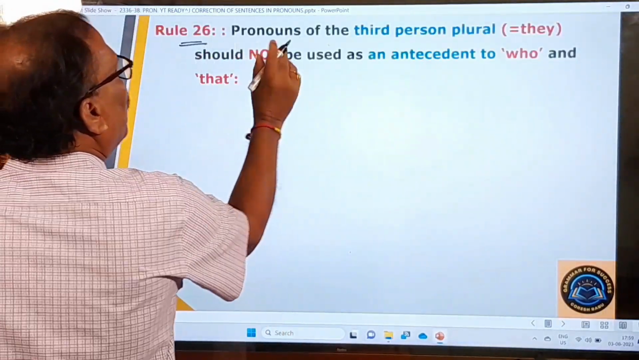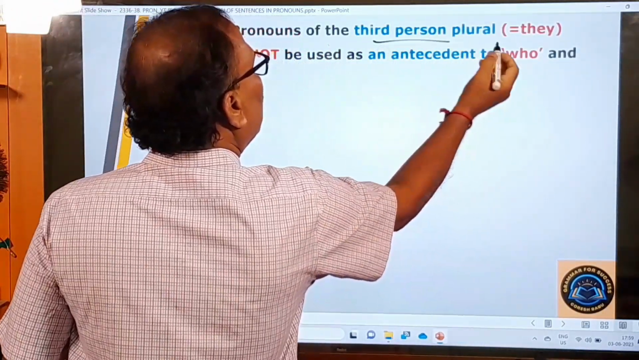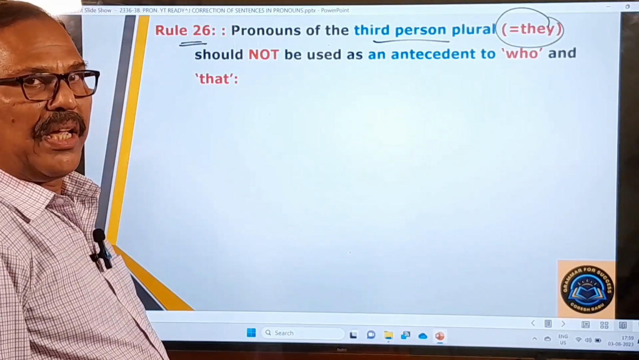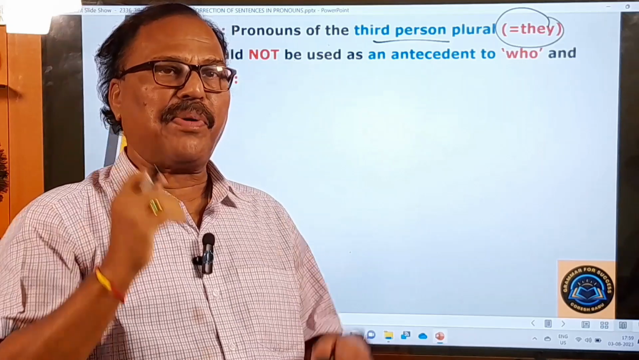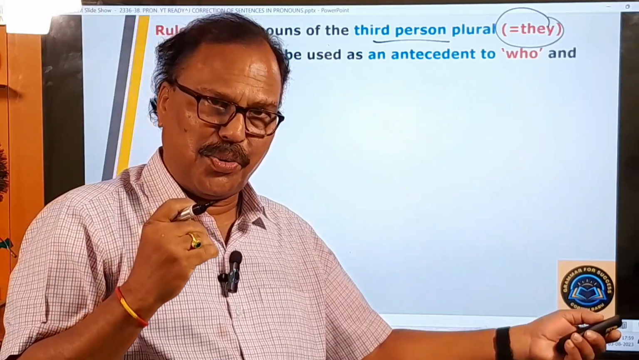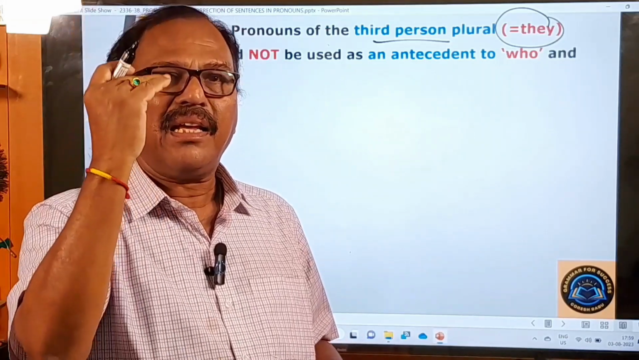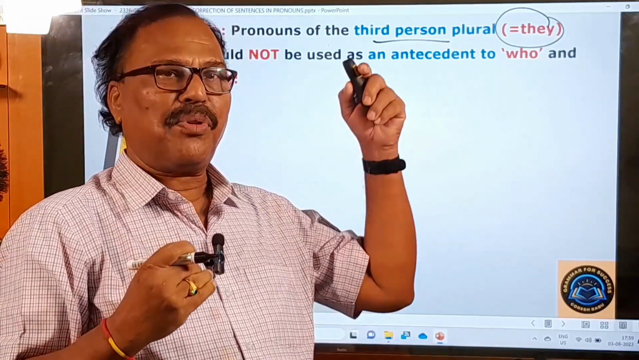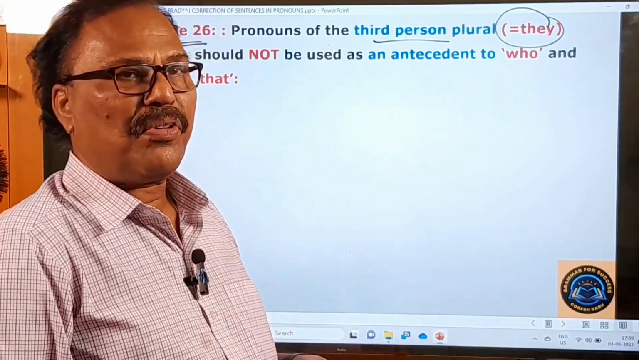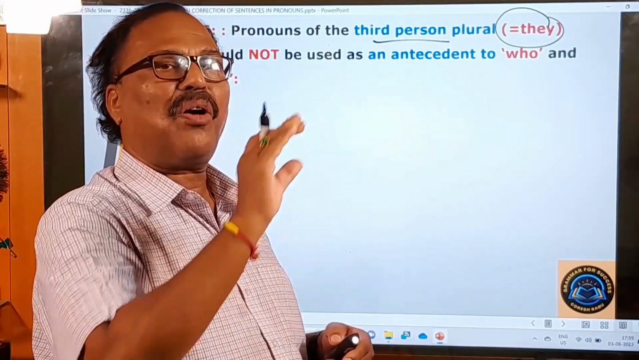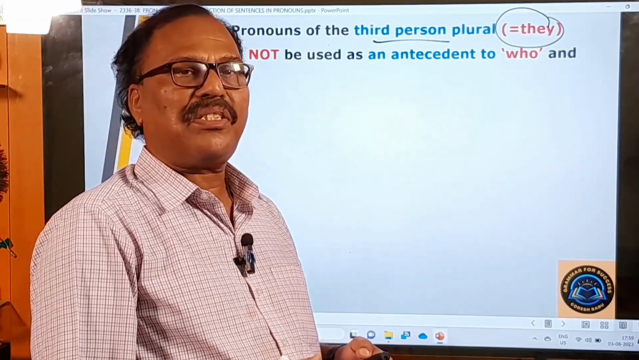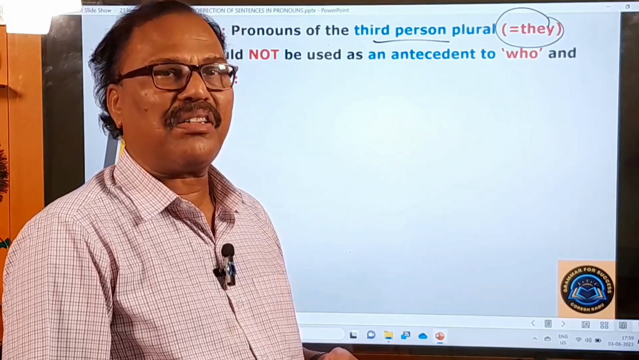26th rule is there. Pronouns of the third person plural, that is they. What is the third person plural? They. First person singular I, first person plural we, second person singular you, second person plural you, third person singular he, she, it, third person plural they. These are all called personal pronouns. In my earlier video, pronoun and kinds of pronouns, I have explained all these things to you. Please watch that video if you have not watched that.